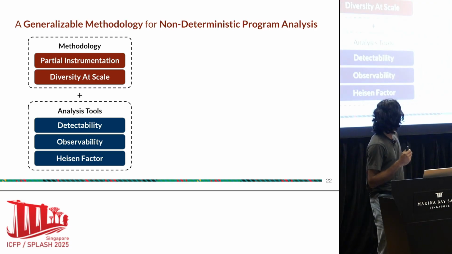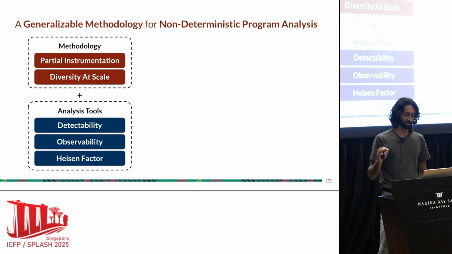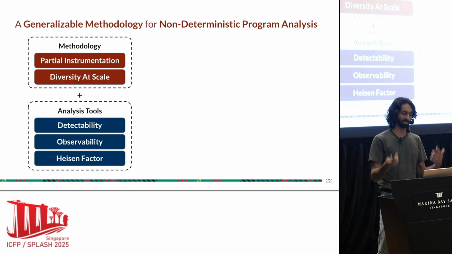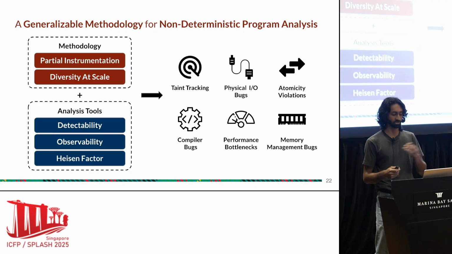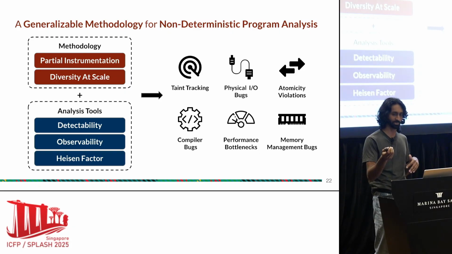And to conclude, I would like to highlight that this idea of partial instrumentation and diversity at scale don't just apply to data races that we considered with Beanstalk. This is a generalizable methodology. We could apply it across a range of non-deterministic program analysis, think taint tracking, performance bottlenecks, memory management bugs, or even physical I/O bugs.